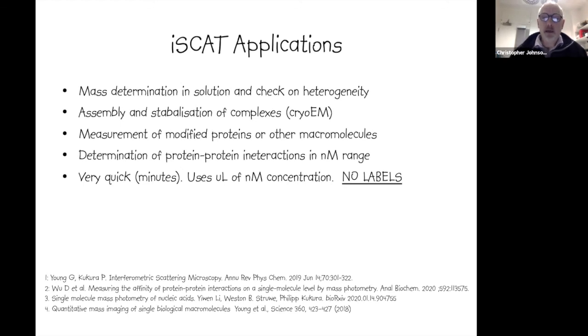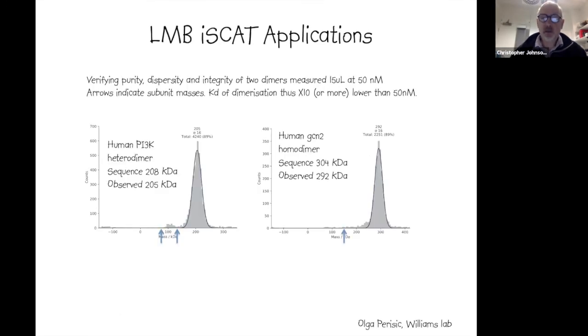It's very quick, it takes minutes only, and we're working in the nanomolar concentration range. And again, we need no labels. Here's some examples then, just finally, of some data that we acquired. In this case, confirming here that we have a heterodimer. The two subunits in this heterodimer would have a mass here. So we can see that we have complete population of this heterodimer.